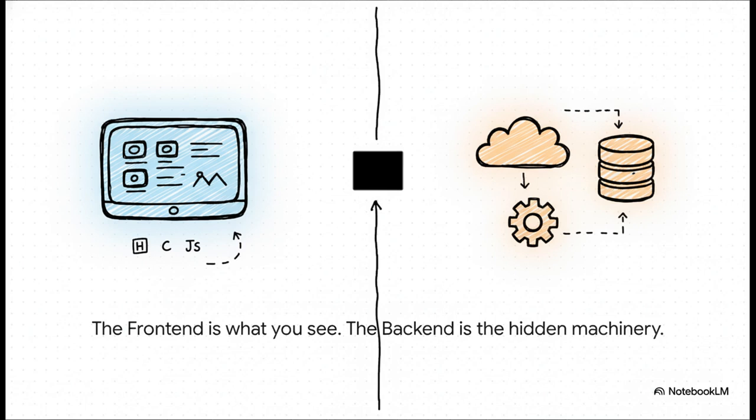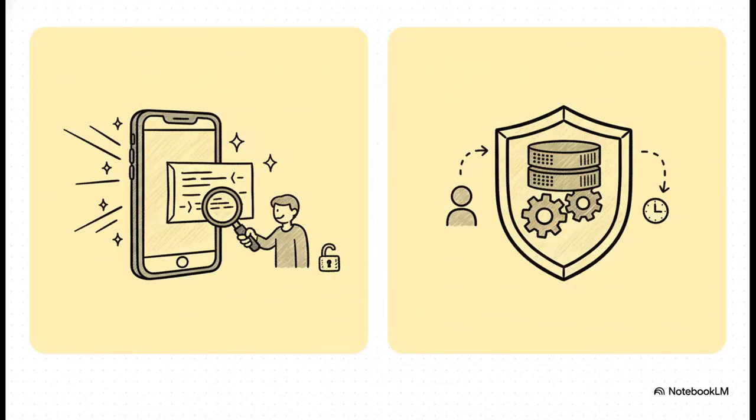And then, on the other side, you've got the back end. That's the hidden machinery, the servers, the databases, the application logic that does all the heavy lifting. The front end talks to the back end, but you, the user, you never see it. So you might be asking, why not just put everything on the front end? I mean, it would be super fast, right? Well, yeah, but there are some major trade-offs.